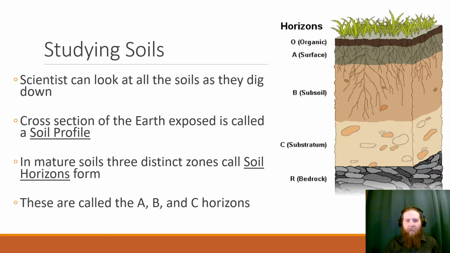When we study soils, we can look at them as we dig down through them. Looking at this cross section, this nice chunk here, this is called a soil profile. In mature soils, so soils that have had a long time to form, we'll get three distinct zones called soil horizons. They are the A, the B, and the C horizons.